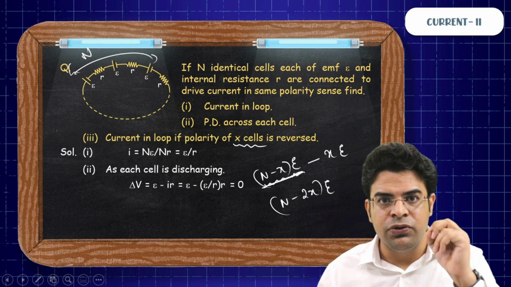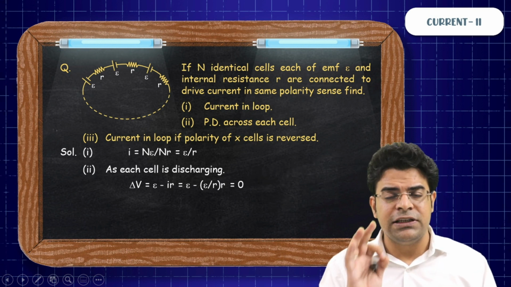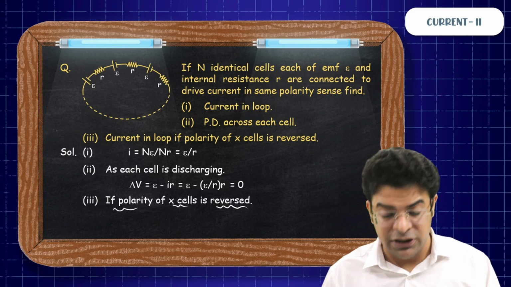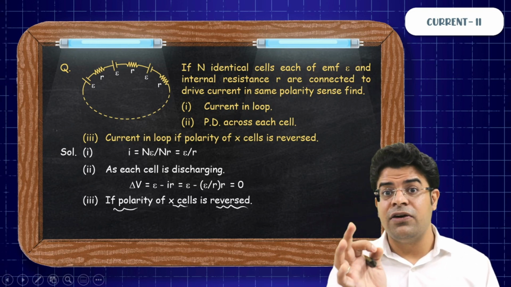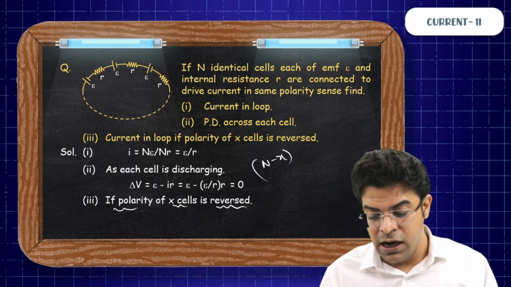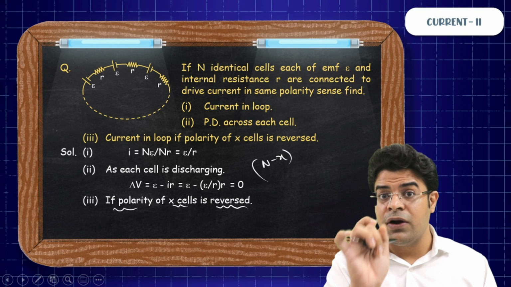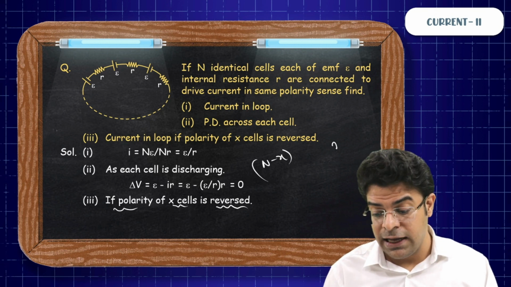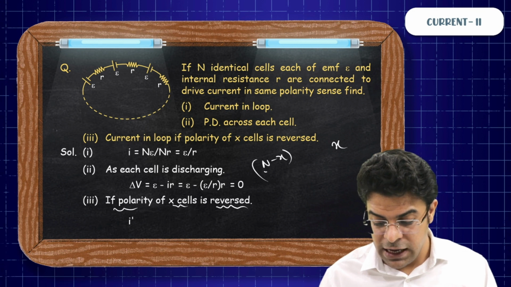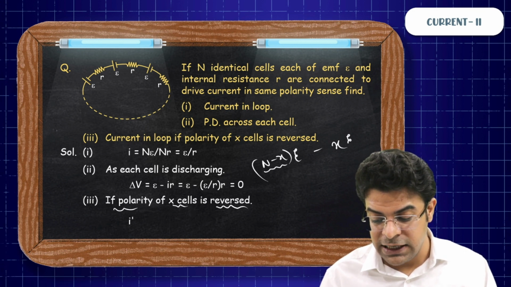And that's something you need to understand. So telling you the same thing mathematically: if the polarity of x cells is reversed, the number of cells which are trying to drive the current in the same sense is now n minus x, and the number of cells which are trying to drive current in the opposite sense is now x. So the equivalent EMF of the circuit will be equal to n minus x into E minus x into E.